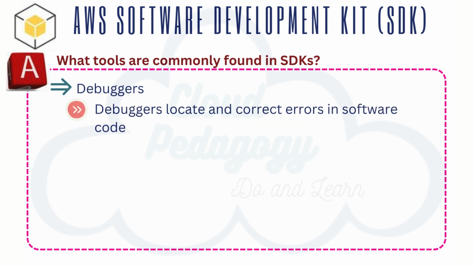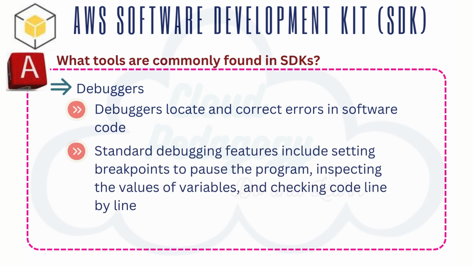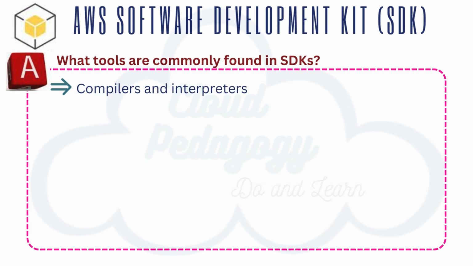Next, debuggers. Debuggers locate and correct errors in software code, providing real-time access to internals of software programs. Standard debugging features include setting breakpoints to pause the program, inspecting the values of variables, and checking code line by line. Next, compilers and interpreters.